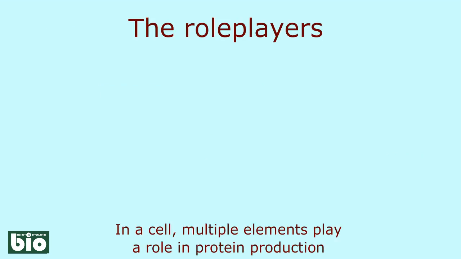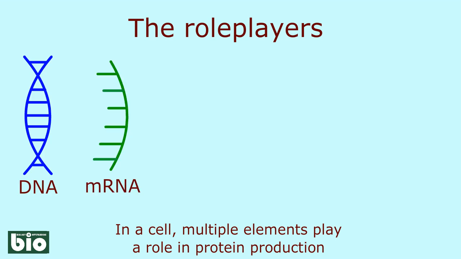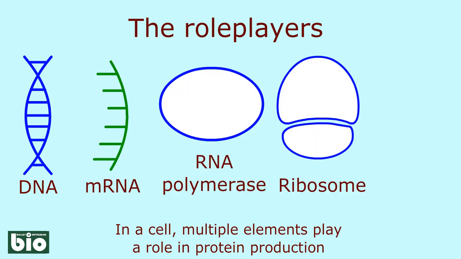In a cell, there are multiple elements involved in protein production, such as DNA, mRNA, RNA polymerase, ribosomes, and tRNA.